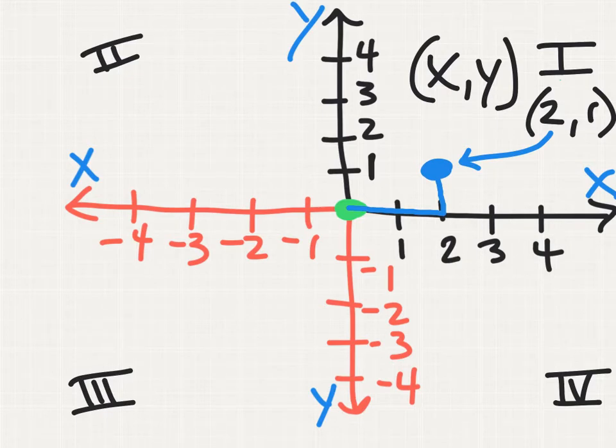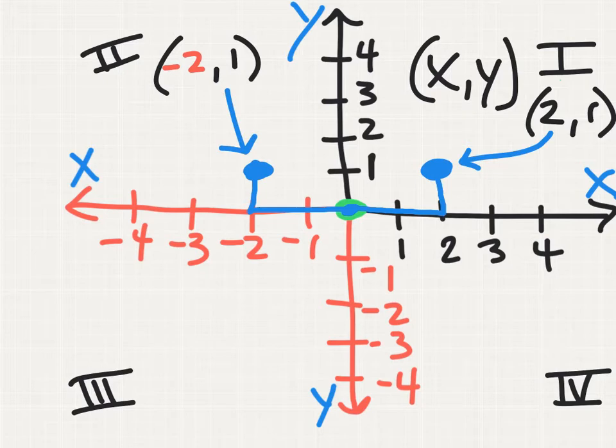If I were graphing the ordered pair (-2, 1), again, I would start at the origin. That's where I start every time. I would move left along the x-axis this time to -2, and then up the y-axis to +1. This point here is (-2, 1).